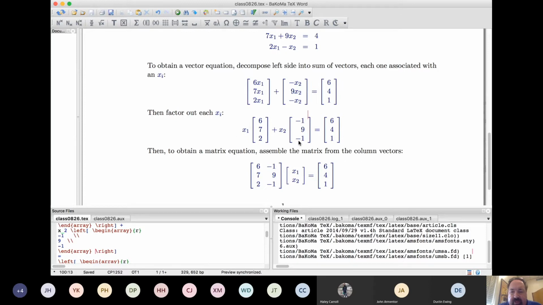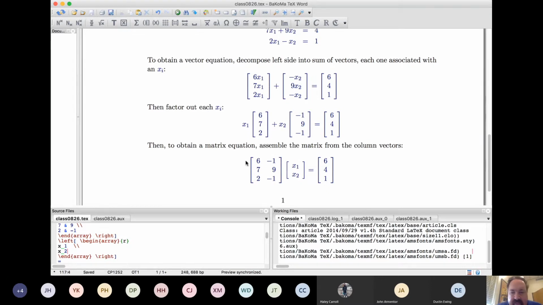I could have put this column first and this column second. But the reason it's not a contradiction is if I did that, then x2 would go up here and x1 down here. So there we'd have a different matrix, different vector, but the product of them would be the same. So that's something that can happen.